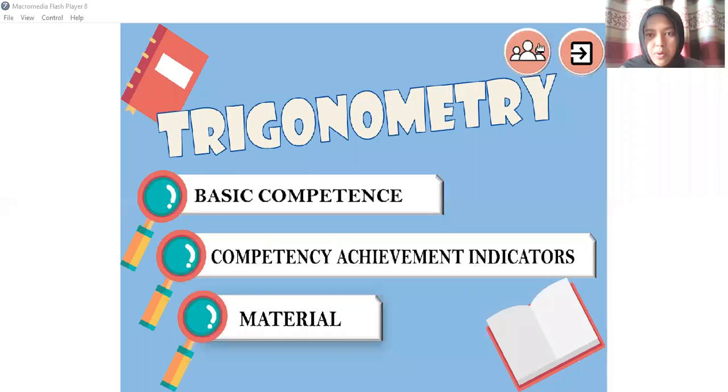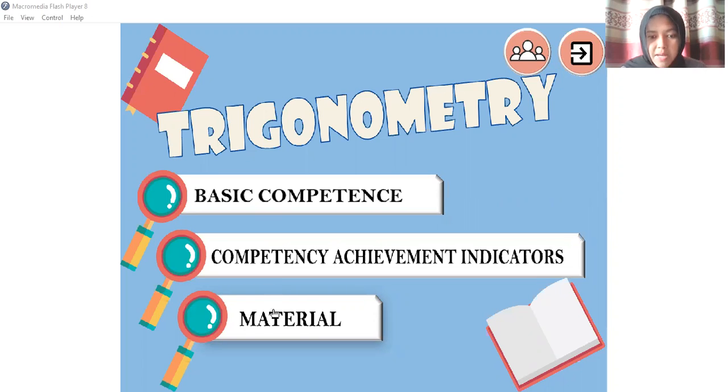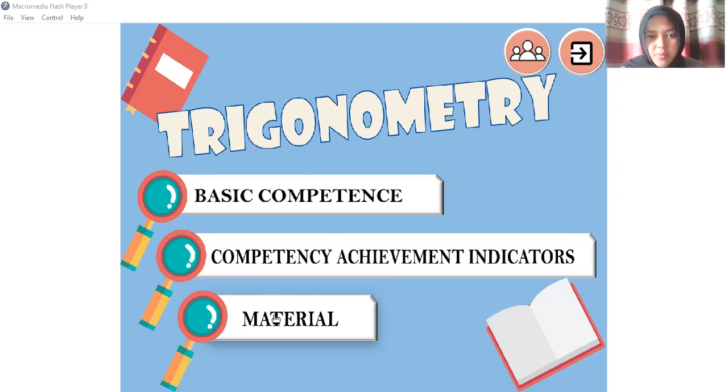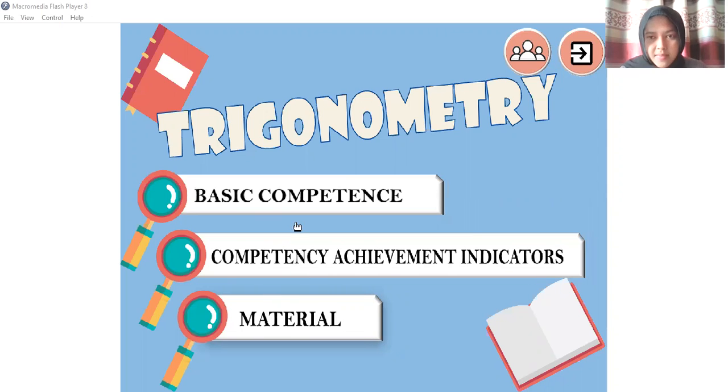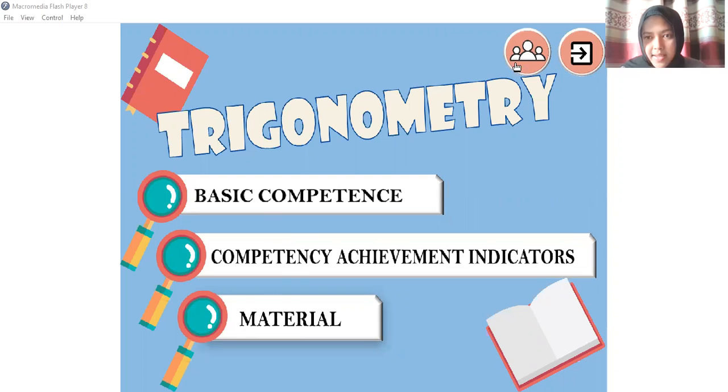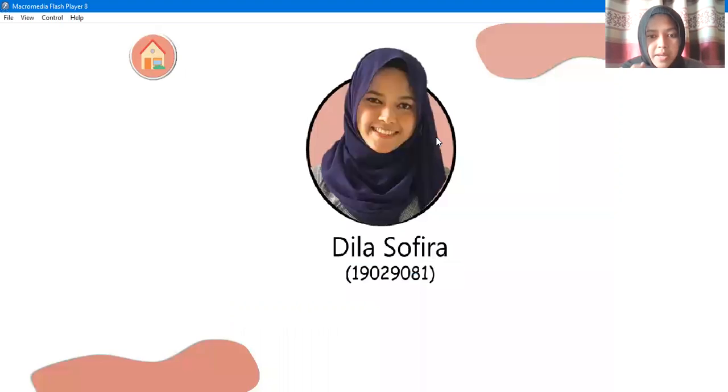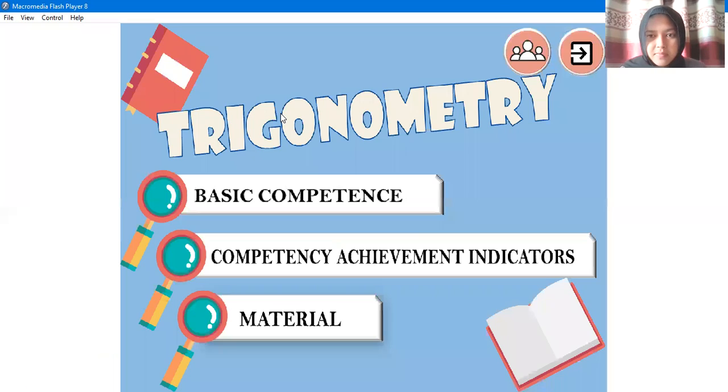The buttons are profile and exit, and trigonometry about the basic competency, achievement indicators, and material. And then we go to exercise. The button is profile. This is my profile. My name is Dila Sofira. My number name is 19029081. This is the back button on the left, sebelah kiri itu is home. Go to home. This is the button for basic competence.